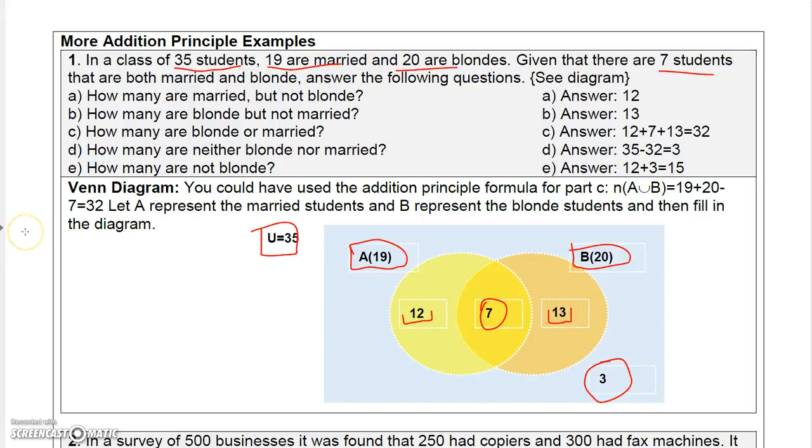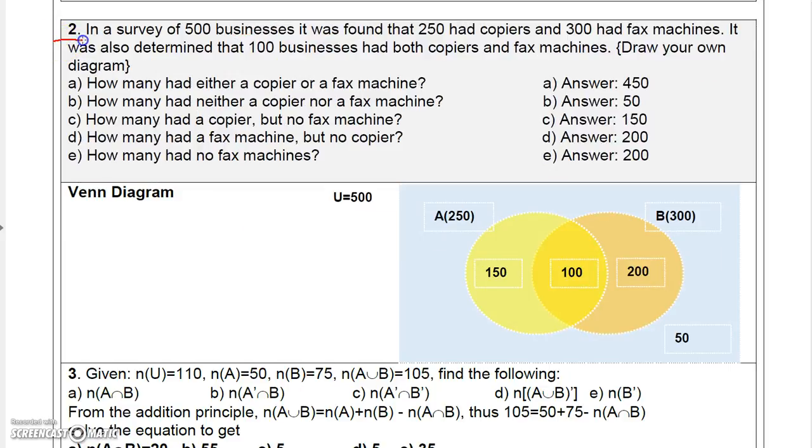So I'll let you freeze the video if you need to, and then read the questions and the answers and see if they make sense, and then you can move on when you're done. Number 2 is just like number 1. So again, fill out the Venn diagram and then go back and answer the questions. And again, pause the video if you need to, and then restart it after you've looked at the questions and answered them.